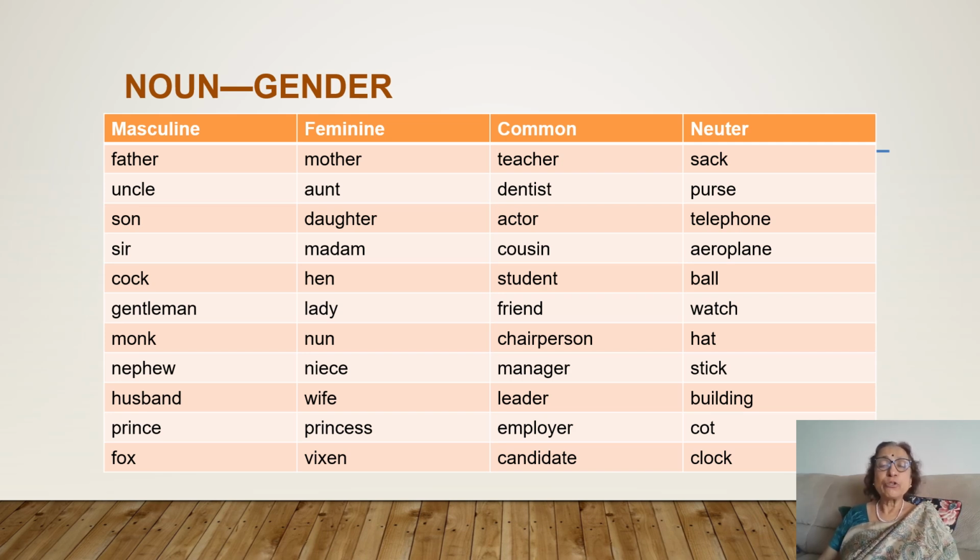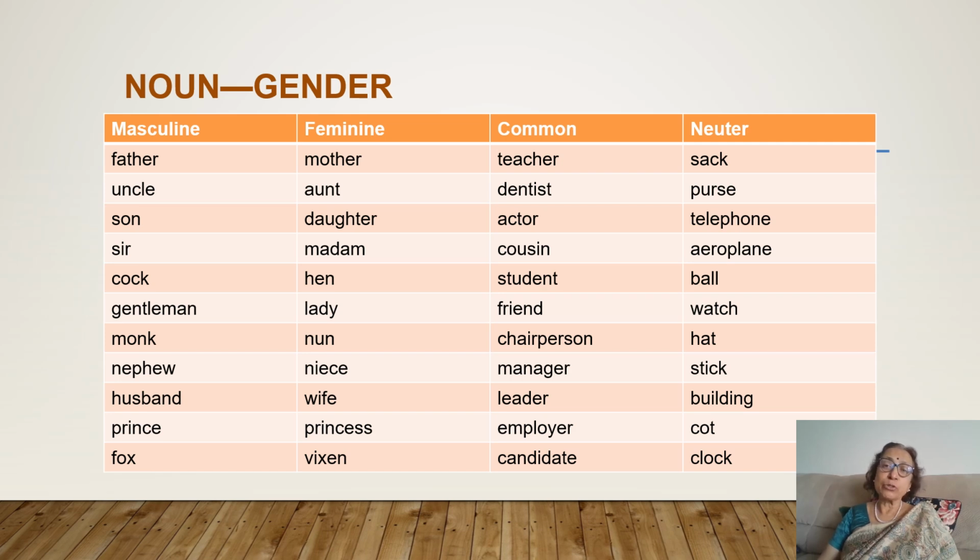Common gender, where we don't distinguish between the masculine and the feminine, for both we use the same. Teacher, for instance, male or female, we call teacher. Dentist. Now earlier we had the form actor and actress. Today actress is discontinued. We say actor for both. That is the current development we have. Similarly, we had master, mistress, director, directress. These feminine forms are now done away with, and we have the single form which is used in the common gender. Then student, cousin.